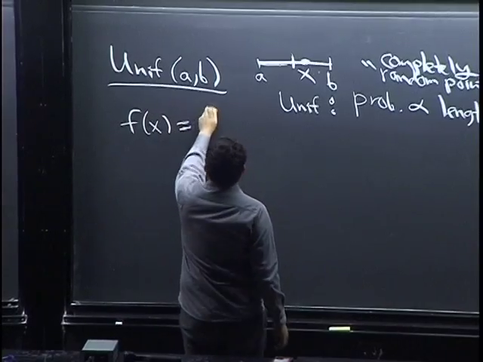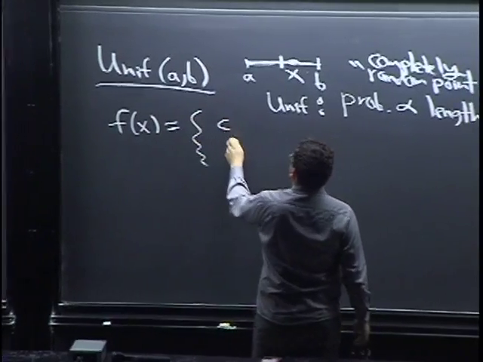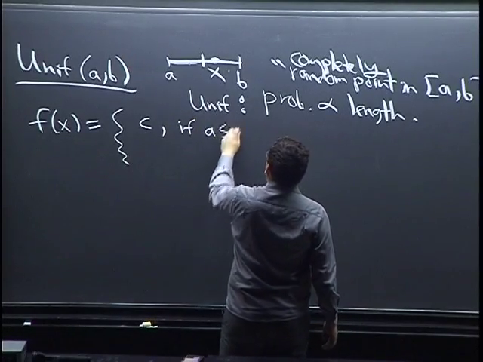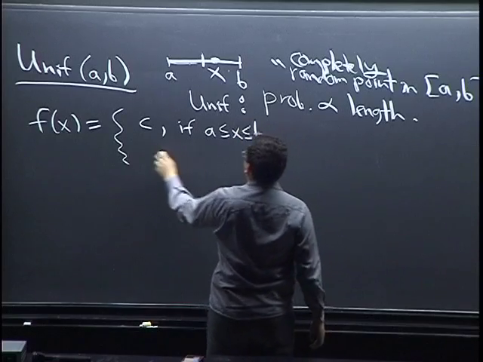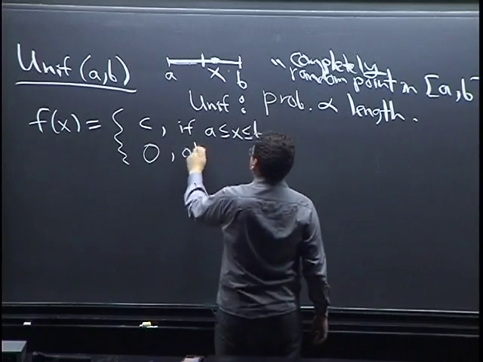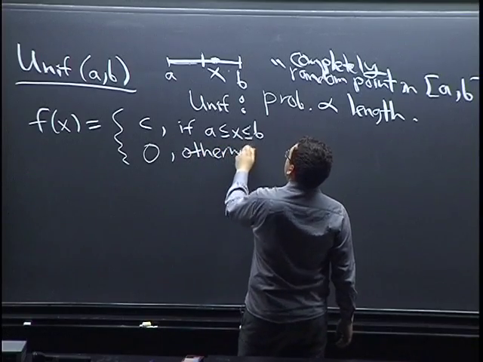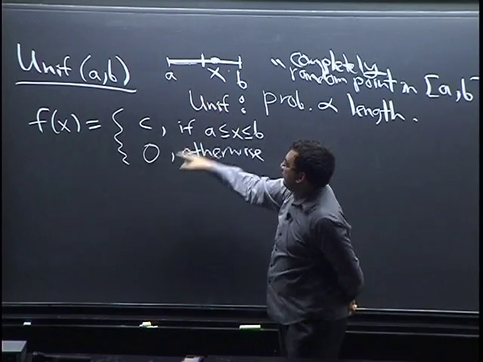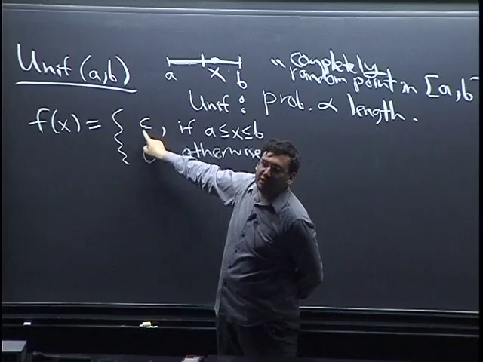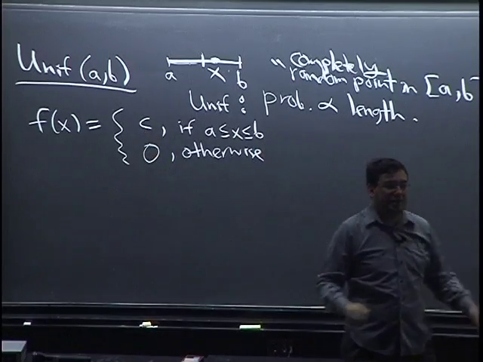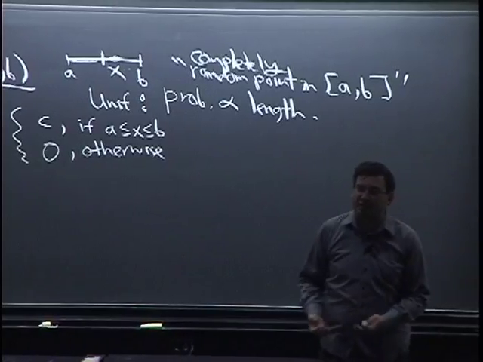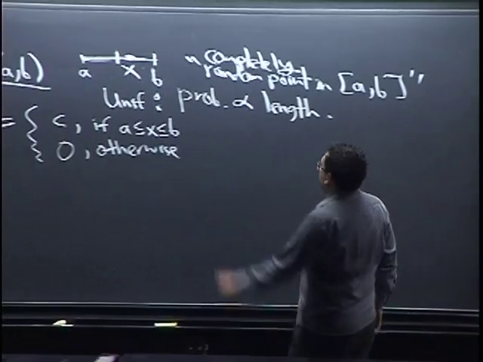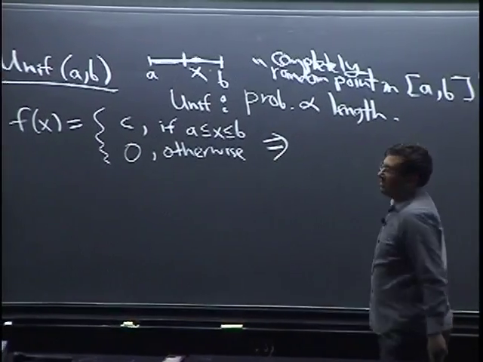So here's the PDF. It's a constant c if x is between a and b, and it's 0 otherwise. Because I want probability to be 0 outside of this interval. Inside that interval, I want the density to be a constant, right? Because if the density were higher at one point than another, that doesn't seem very uniform. Okay? So of course, we could ask what's c?